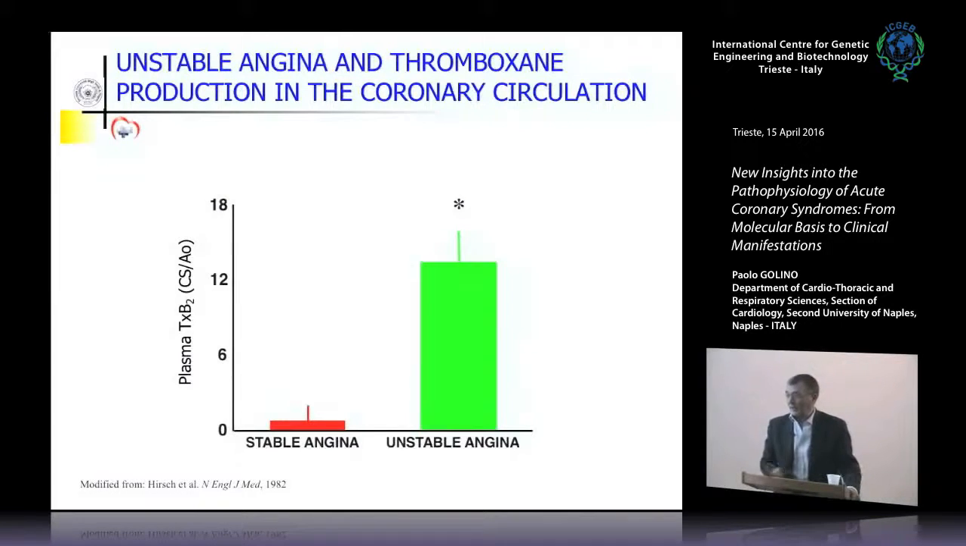And this was really a very important piece of work they published in 1982 in the New England Journal of Medicine, demonstrating that in patients with unstable angina, the intracoronary production of thromboxane A2, measured through the thromboxane B2 levels, which is the stable metabolite of thromboxane A2, was much, much higher in the coronary circulation as compared to patients with stable chronic angina. Now, since thromboxane A2 is produced almost entirely by activated platelets, this was the first demonstration that in acute coronary syndromes, within the coronary circulation, there was a significant activation of platelets.